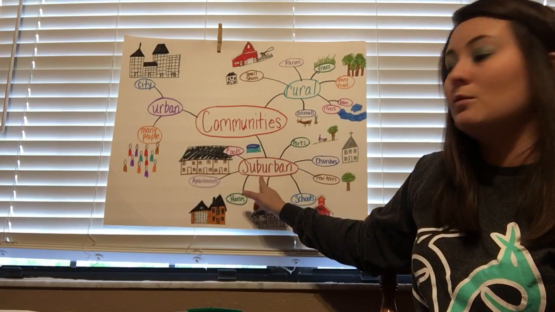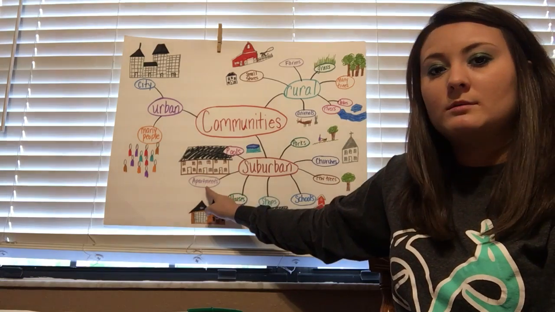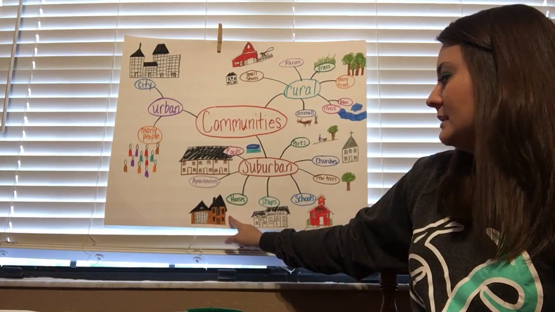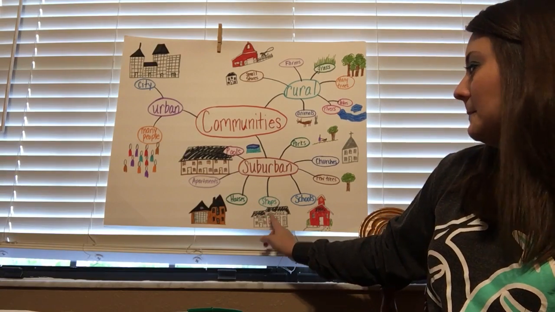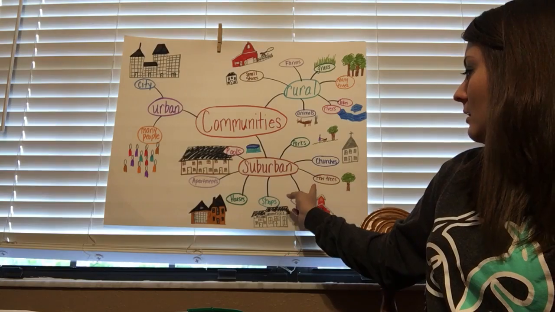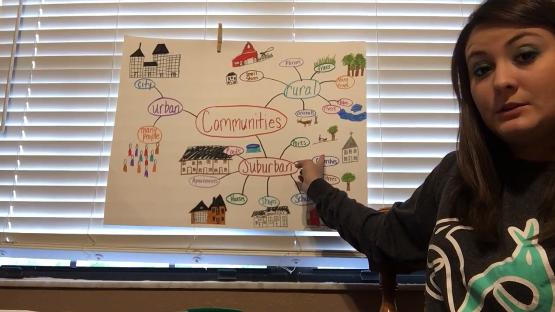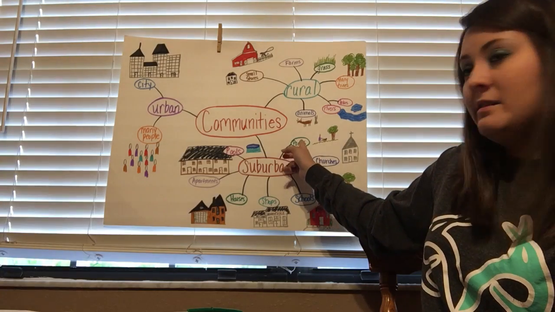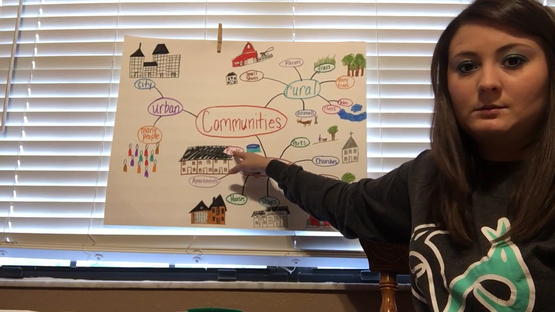For suburban, of course, there's a lot that goes with suburban. I said that there's usually apartments, there's houses, there's shops, like Pet Shop and Winn-Dixie. There's usually schools, a lot of schools. There's not a lot of trees that we see. There's usually churches, and there's usually parks, and there's a lot of pools as well.